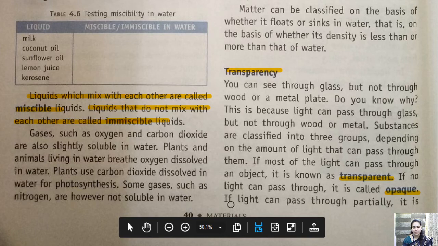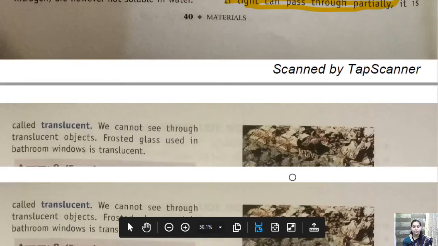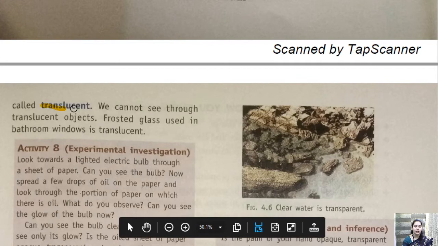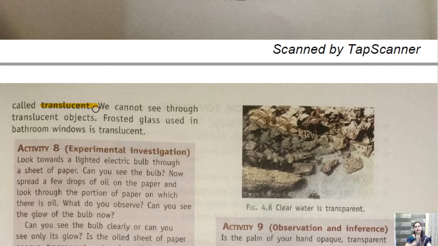And what about translucent? If light can pass through partially, it is called translucent object. A little is visible, a little is not visible, some light is passing, some light is not passing, so it is called translucent. Got it? We cannot see through translucent objects, like for example frosted glass used in the bathroom window.